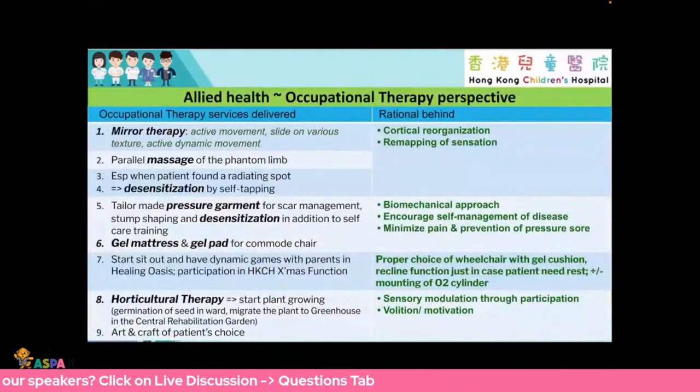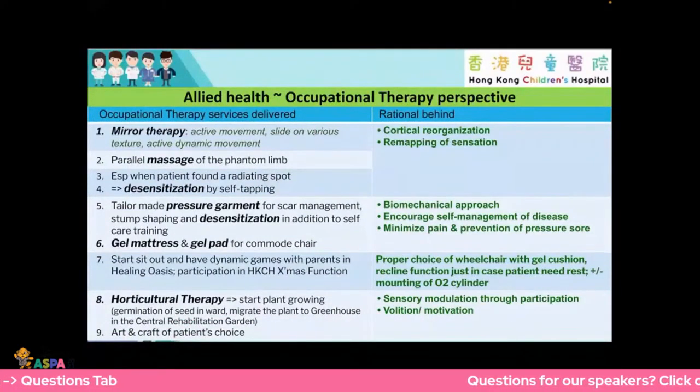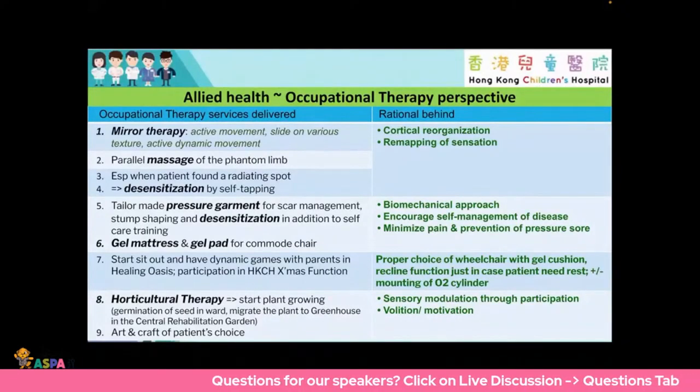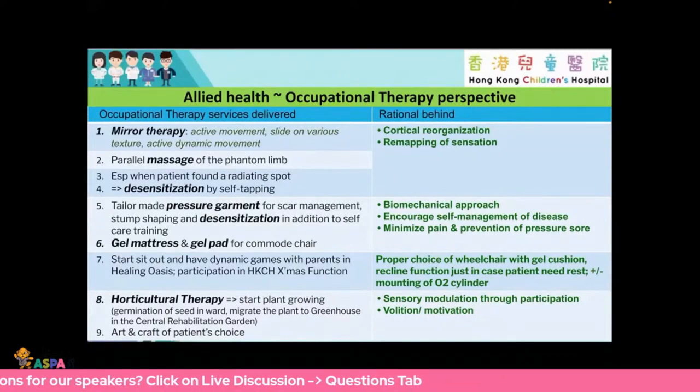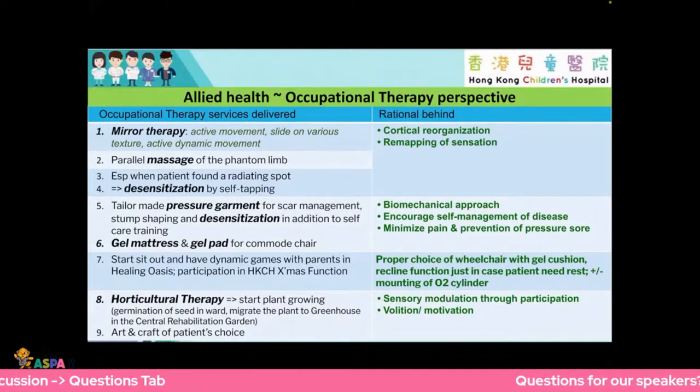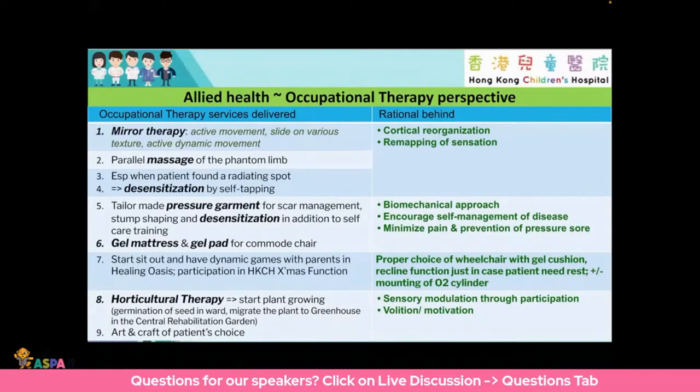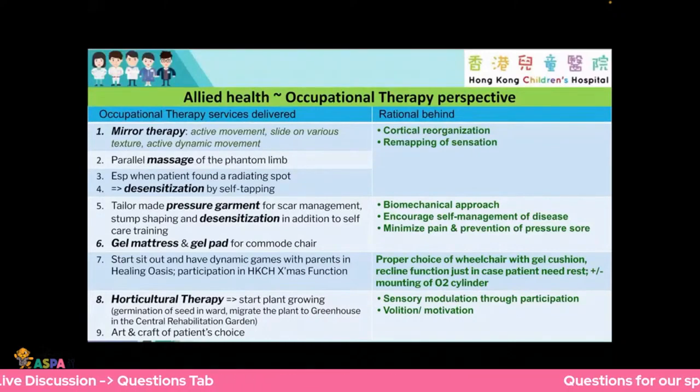This is a summary of the hard work of my occupational therapists, and I would like to highlight some of the treatments found particularly useful for her, from the mirror therapy to the massage to desensitization, pressure garment, desensitization again, gel matrix, gel pad, and horticultural therapy. They not only manage her physical needs, but also her psychological needs.